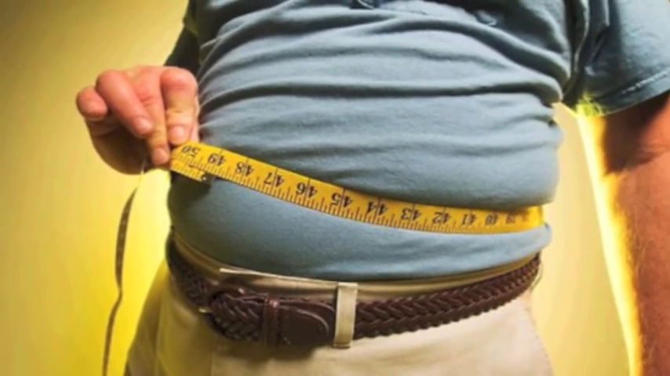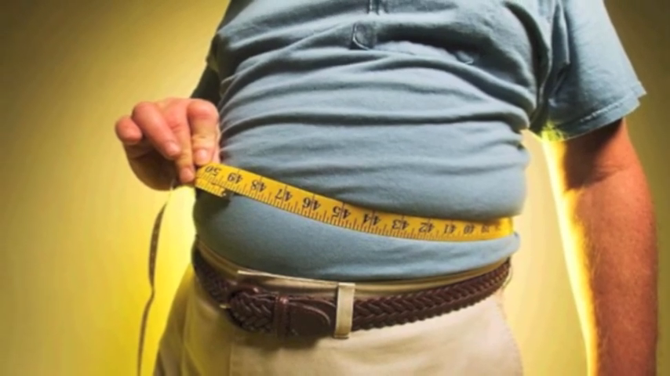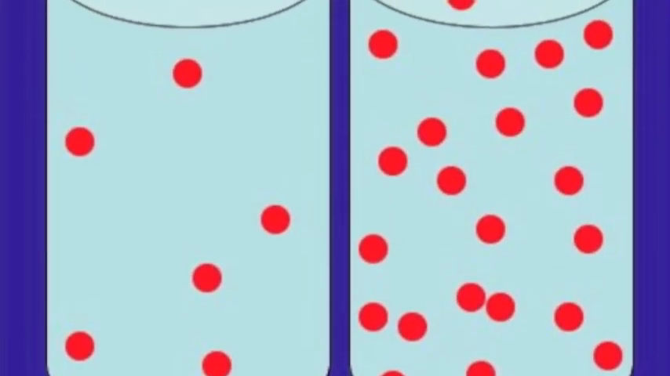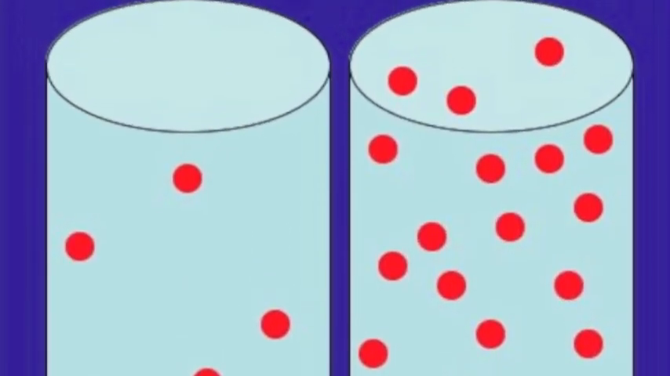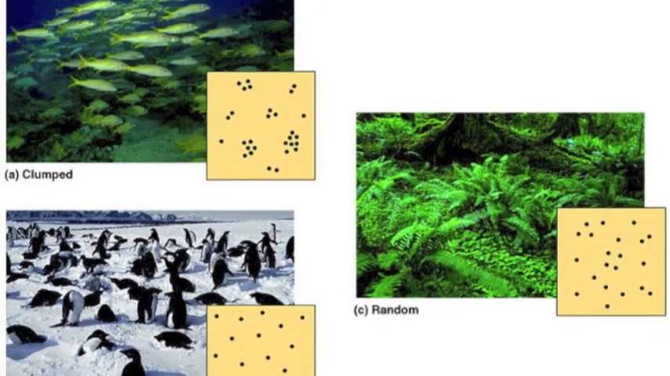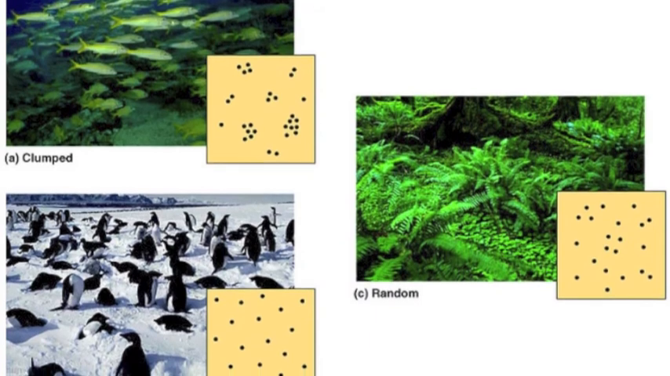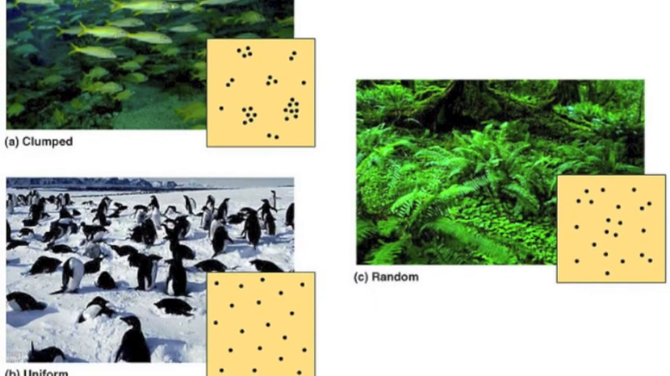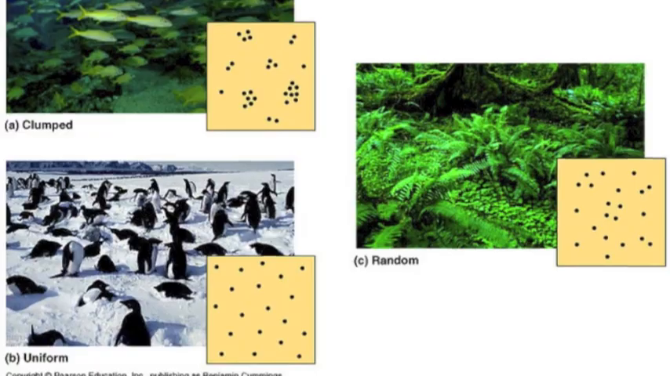The total number of individuals in a population is the size. The number of individuals per unit area or volume is the density. Dispersion is the pattern of spacing of individuals within the area that the population inhabits. There are 3 patterns of population dispersal, and these are clump, uniform, and random.